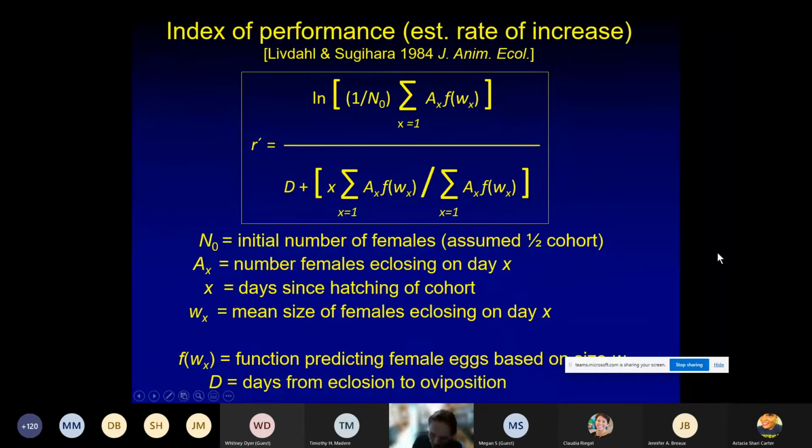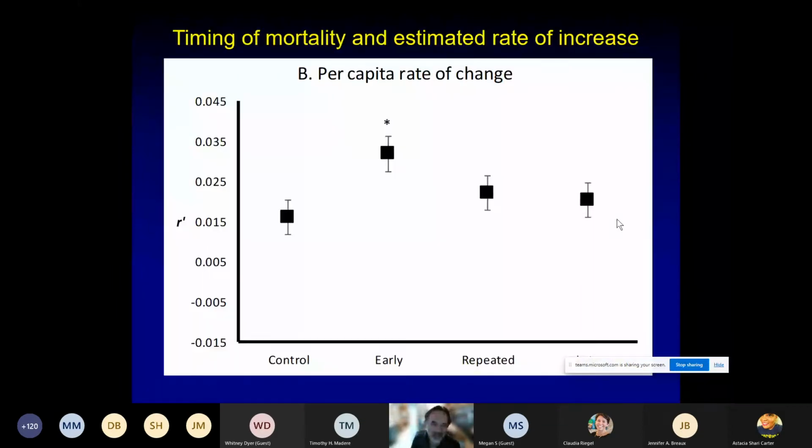And we use that to get an estimate of the rate of increase for the cohorts of mosquitoes in that experiment. And the results are shown here, and they show, not surprisingly, that again, the main effect of mortality was to produce a significant increase in the population's growth rate, estimated growth rate, with early mortality compared to control, or indeed compared to repeated or late mortality.